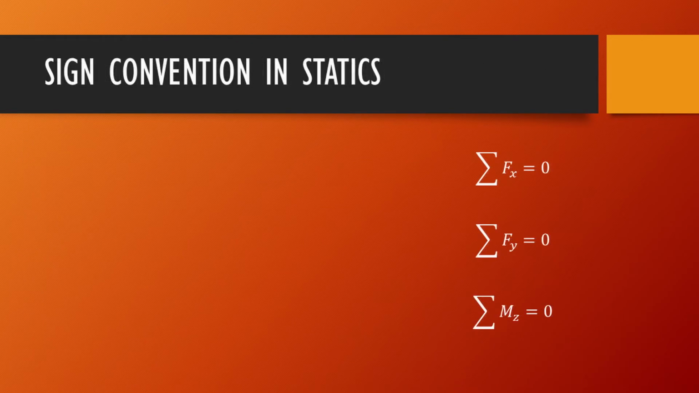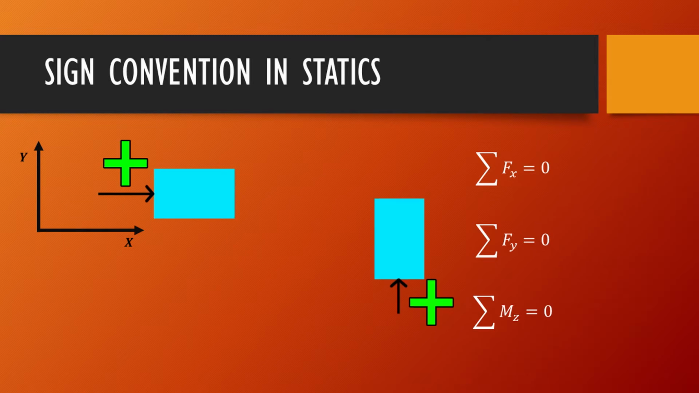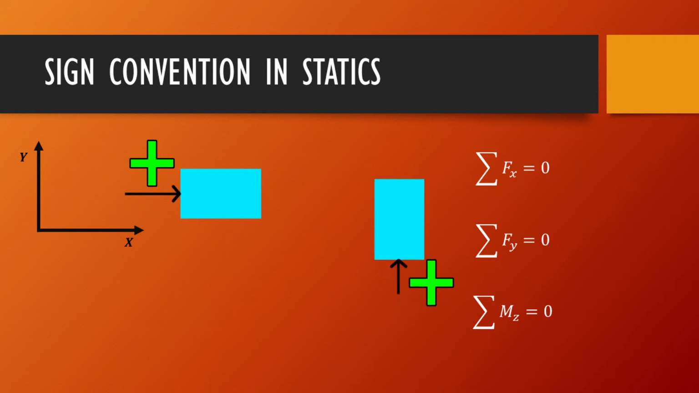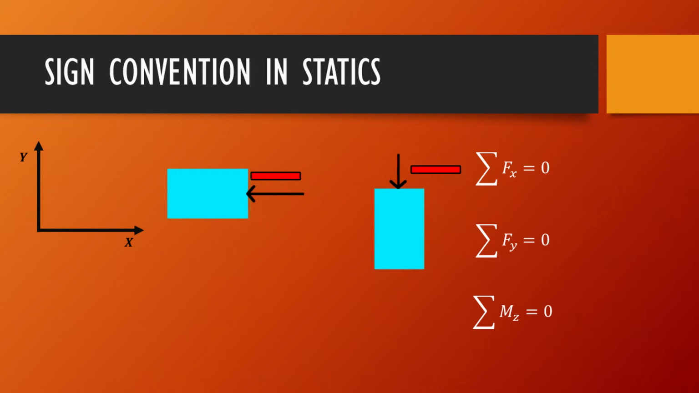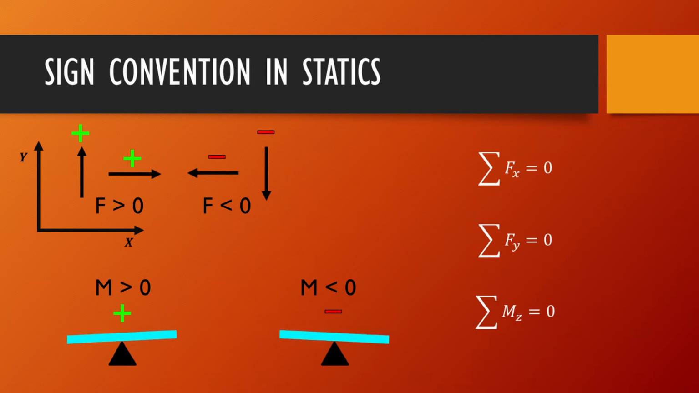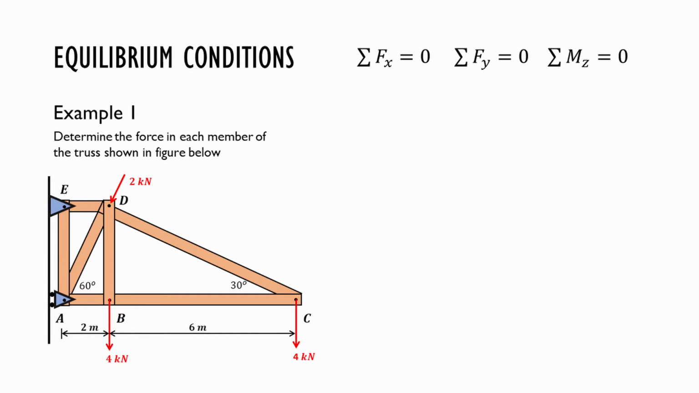Before we start, let's make sure that we all agree with the sign convention in statics. For forces, they are positive if they're toward the positive direction of the x and y axes. For moments, they're positive if they have a tendency to make objects rotate in the counterclockwise direction about an axis. Let's take a look at an example.